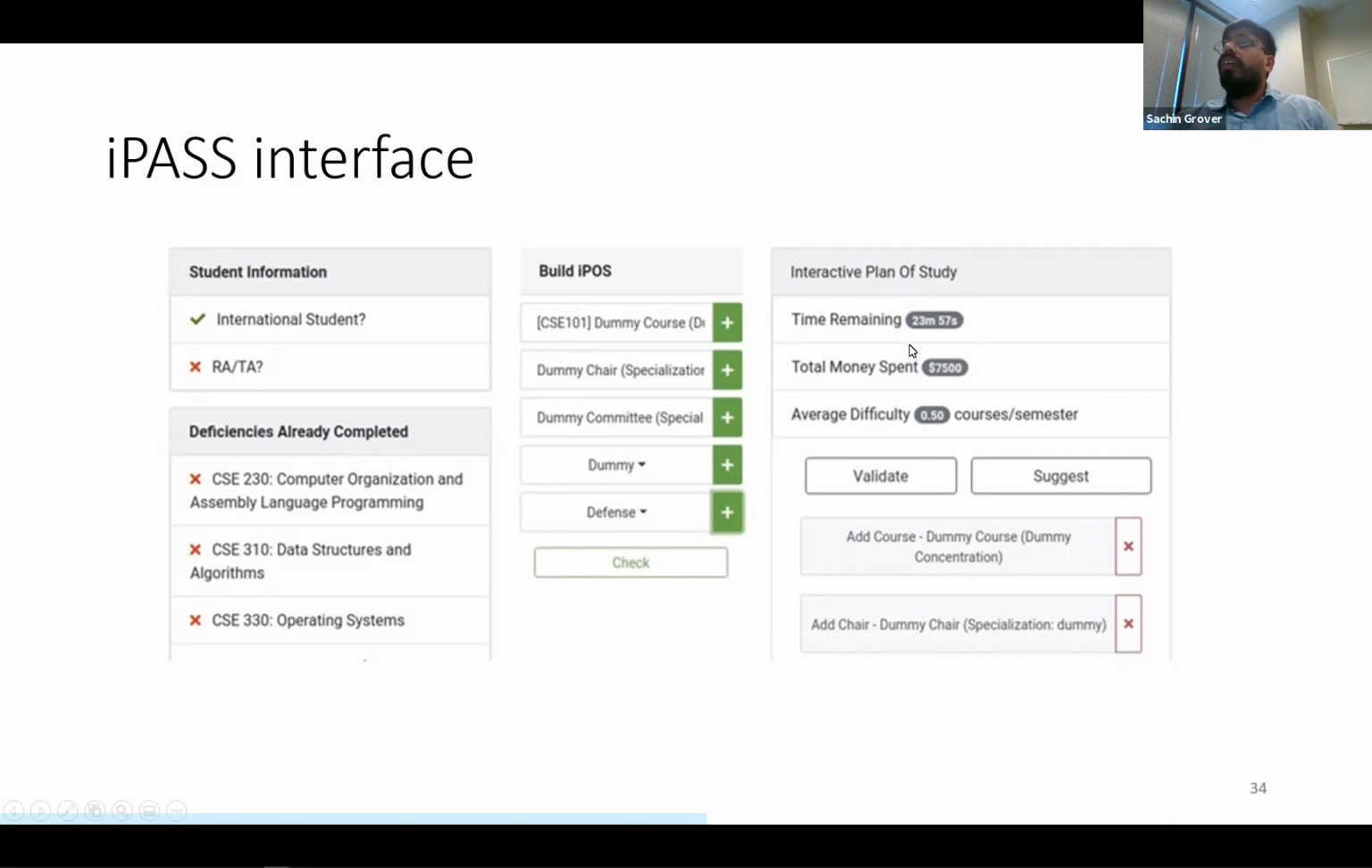On the right side was the interactive plan of study that the student had already created. This tracked how much time the student had spent, as well as what exactly were the functionalities that they had: validate, suggest, and explain. Again, I'll talk about these functionalities in a little bit. And it also showed the plan of study that the student had already constructed.